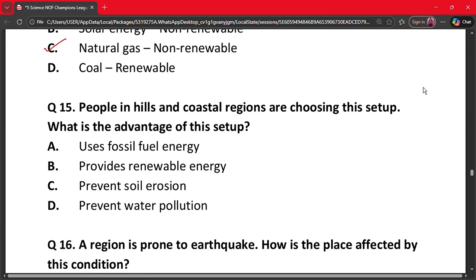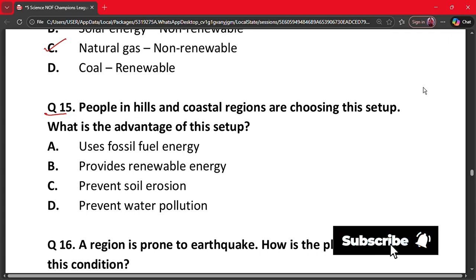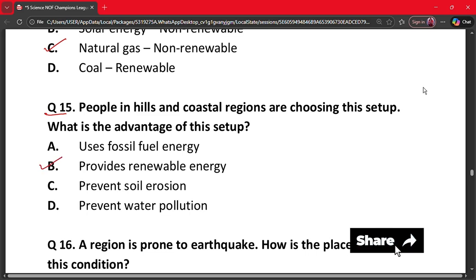Our next question is question number 15. People in hills and coastal regions are choosing this setup. What is the advantage of this setup? A. Uses fossil fuel energy, B. Provides renewable energy, C. Prevents soil erosion, and D. Prevents water pollution. The correct answer is option B. Provides renewable energy. Hilly and coastal regions have strong winds, so windmills generate electricity without pollution or fuel.